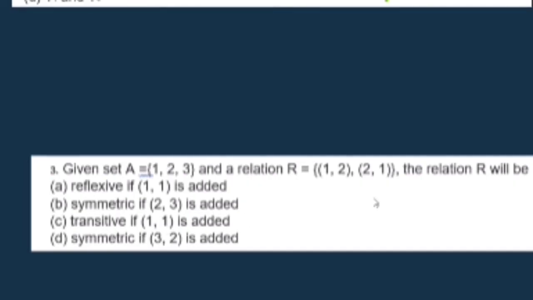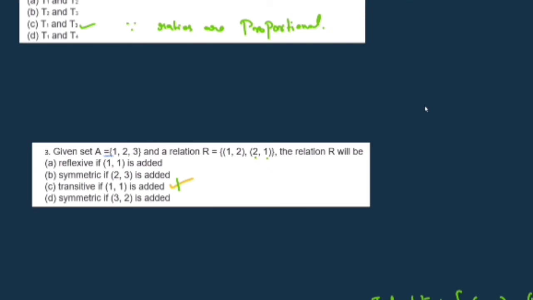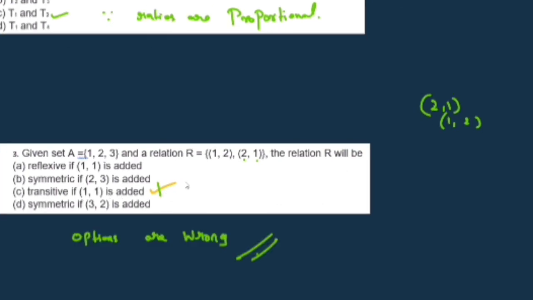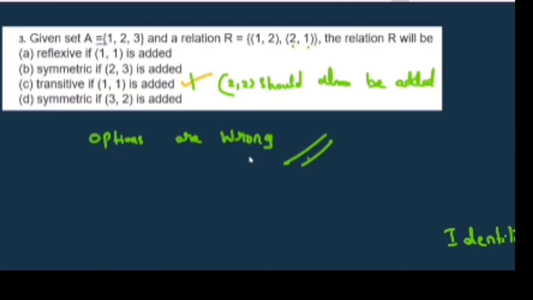Is it transitive if you add (1, 1)? We have (1, 2) and (2, 1), so (1, 1) and (2, 2) should also be there. Then only it is transitive. So it is not transitive. None of the options are right. Because if you take (2, 1) with (1, 2), the (2, 2) should also be there. So to make it transitive, (1, 1) and (2, 2) should be added. So none of the options are right.